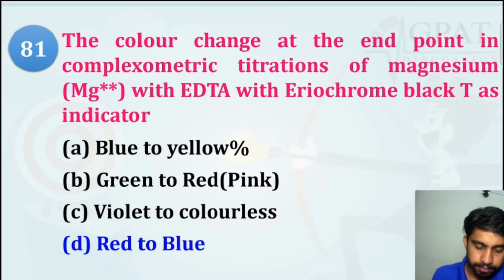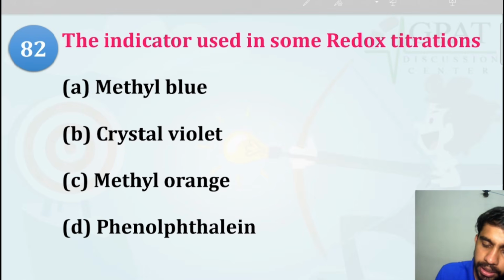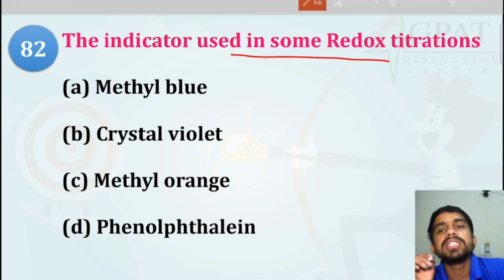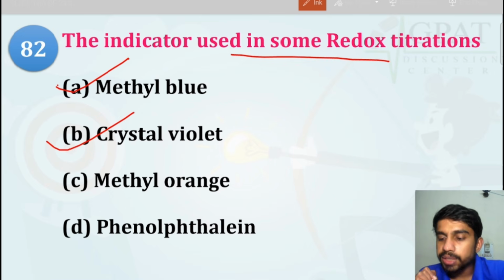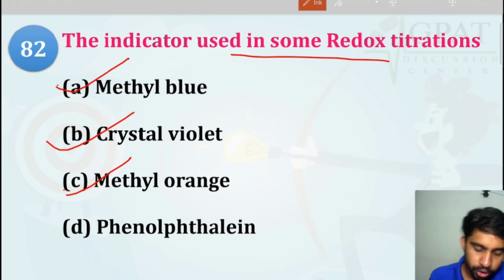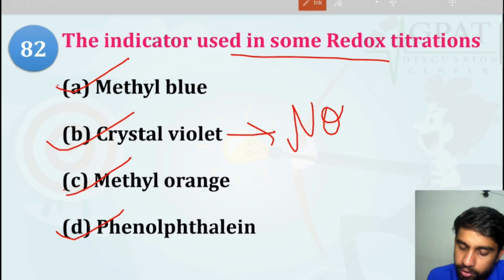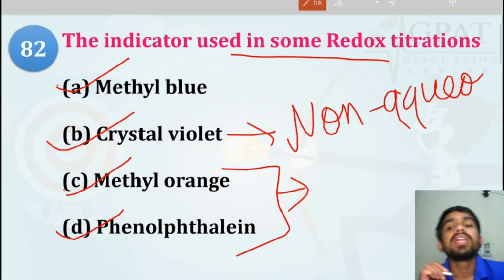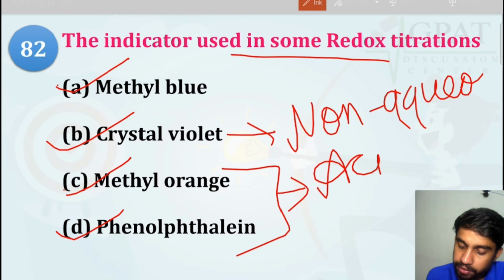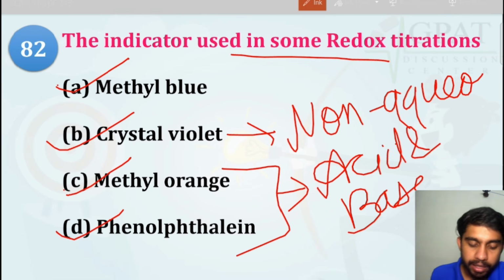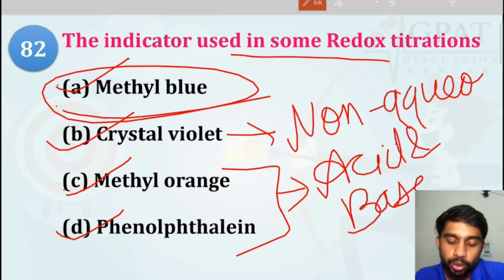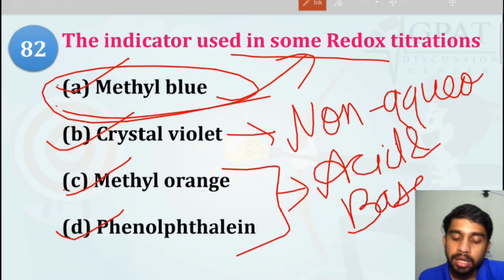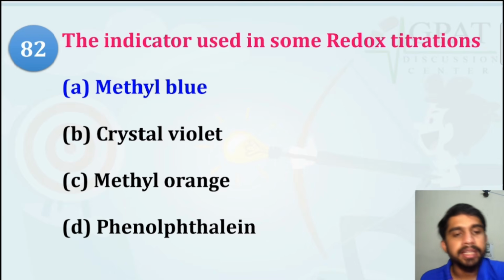Okay. Next question. The indicator that we use in some redox titration is what? The first option is methyl blue, the second option is crystal violet, the third option is methyl orange, and the fourth option is phenolphthalein. Crystal violet is used in non-aqueous titration. Methyl orange and phenolphthalein come under acid and base titration. And methyl blue can be used in some redox titration. So the correct answer for this question will be option A, that is methyl blue.